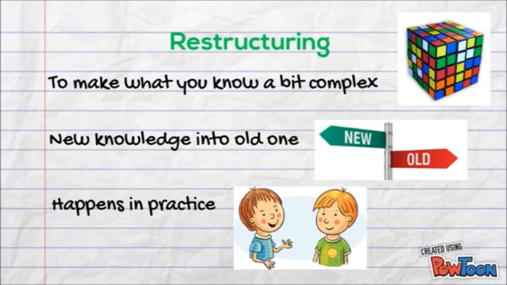Similarly, new knowledge into old ones, and it happens in practice because of the interaction, you can restructure what you are thinking. For example, you are talking to someone and that person doesn't understand you, so you change the sentence in order to be clearly understood. So you modified what you said first and then you changed that to be understood.